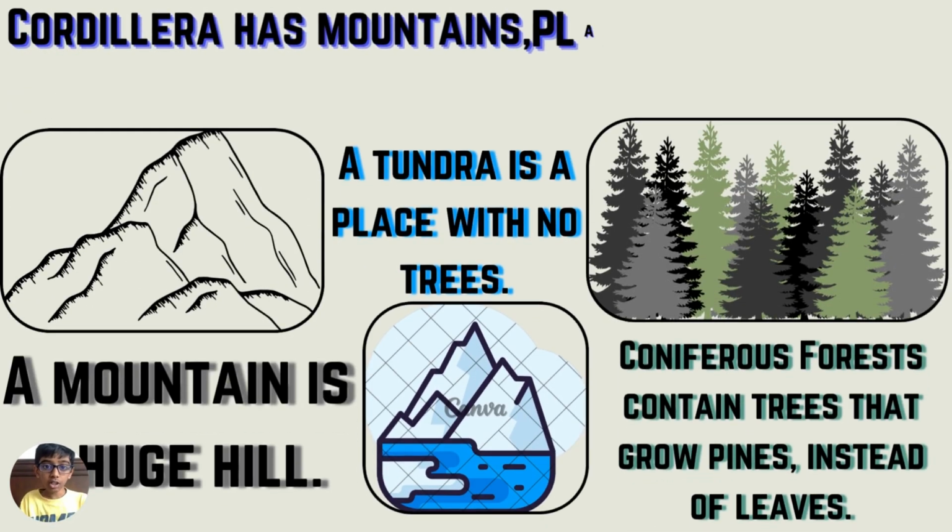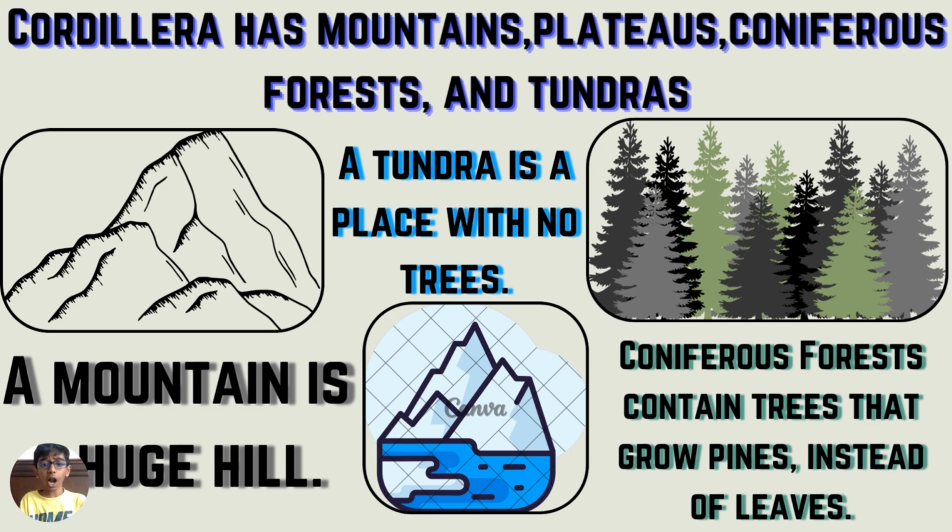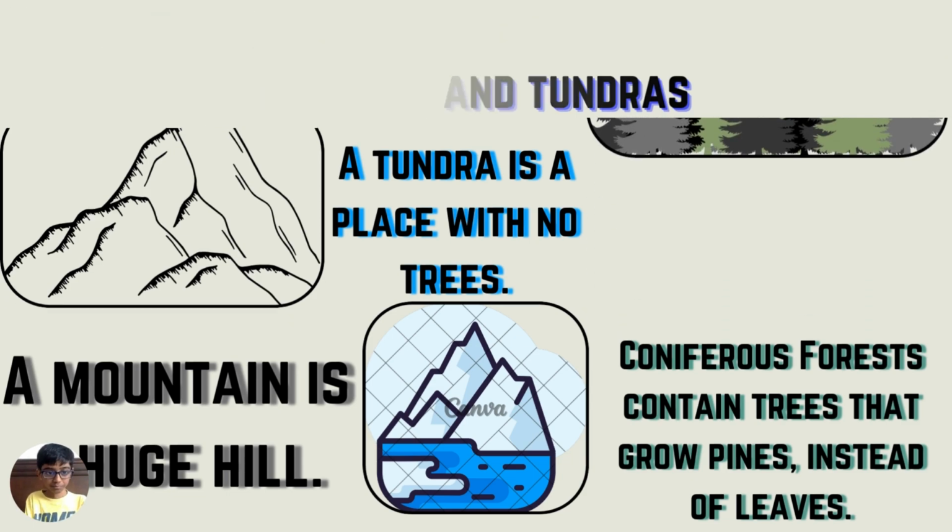Then, Cordillera has mountains, plateaus, coniferous forests, and tundras. A tundra is a place with no trees. A mountain is a huge hill, and a coniferous forest contains trees that grow pines instead of leaves.